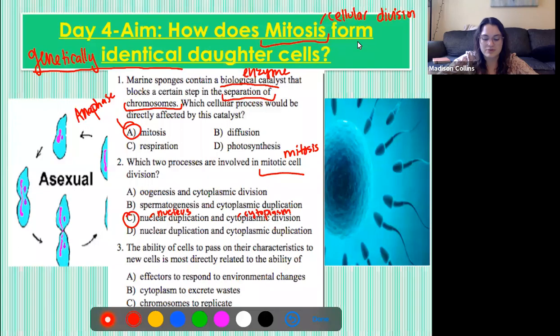All right, and number 3, the ability of cells to pass on their characteristics to new cells is most directly related to the ability of what? All right, this answer is also C. In order for cells to pass on their genetic information, the chromosomes have to replicate, because remember, we have to make sure that each daughter cell is genetically identical and gets that full set of information. So if we can't duplicate or replicate our chromosomes, that doesn't happen, right? So the answers there were A, C, and C.